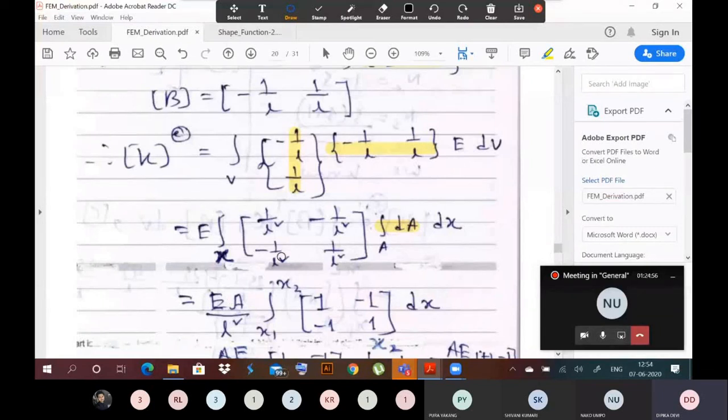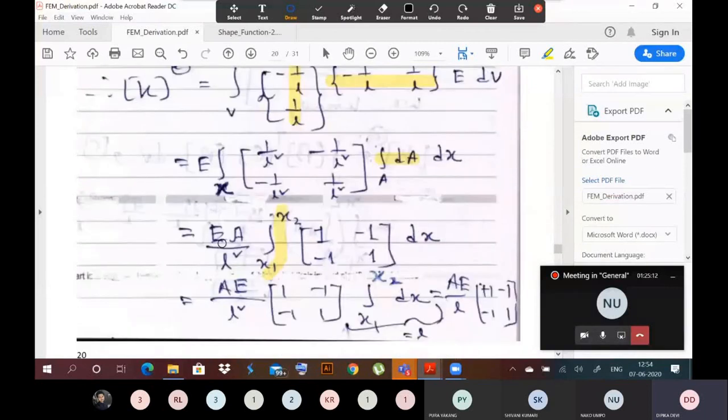So what is the length of the element? The length of the element varies from x1 to x2. Okay, so the integral from x1 to x2 of dx will be equal to x2 minus x1, that will be equal to L. So if I replace that, one L will be cancelled out with this L square. So ultimately we will get AE by L, [1 -1; -1 1]. This is the same expression we derived directly using Hooke's law for a bar element. So using this concept also we got the same K matrix. Understood? So this is the K matrix for a bar element, K is equal to AE by L, [1 -1; -1 1].